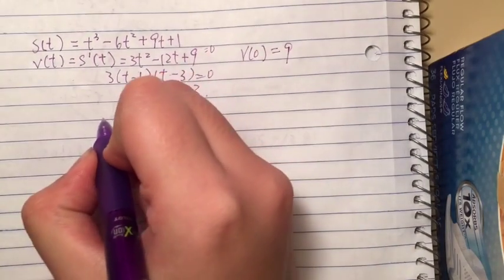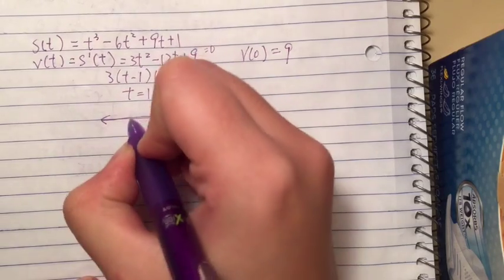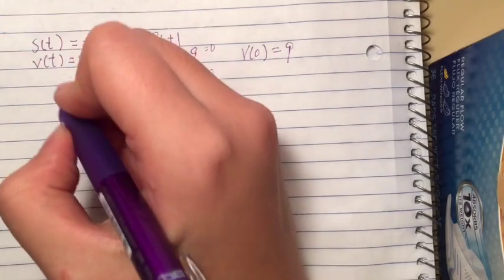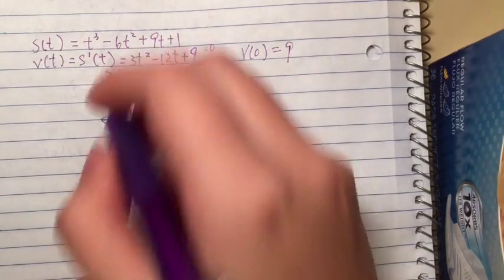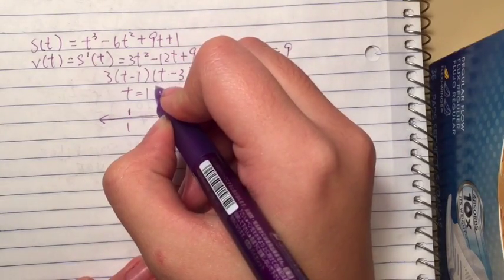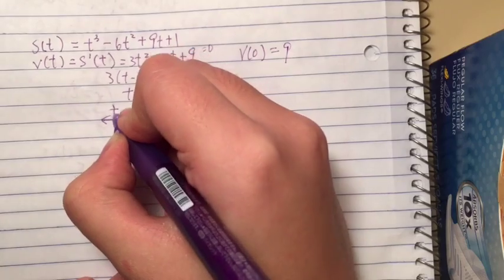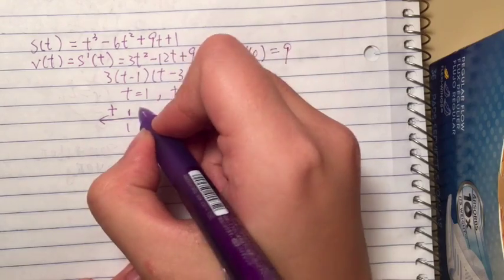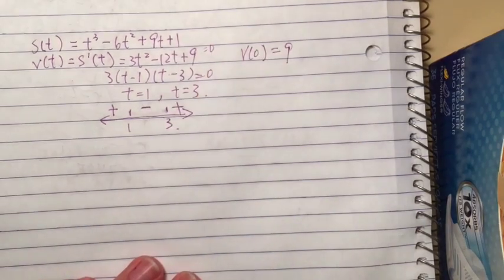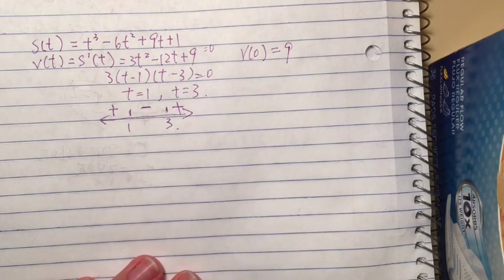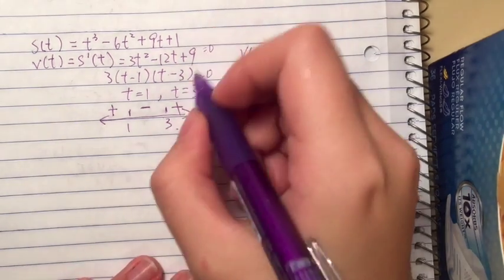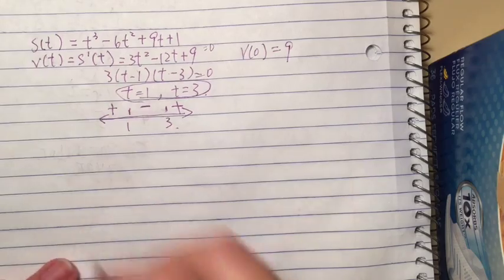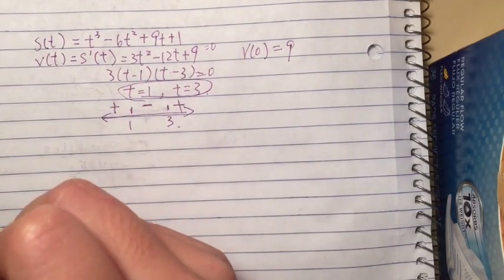And then we can do a number line with 1 and 3 to find out whether it's going to be from the left or right. If we put in a value smaller than 1, it should be positive. And the exponent is an odd number, so it's going to be positive, negative, positive. And then it asks about when it stopped. So it stopped at 1 and 3.